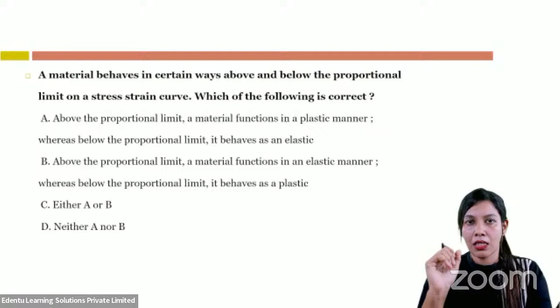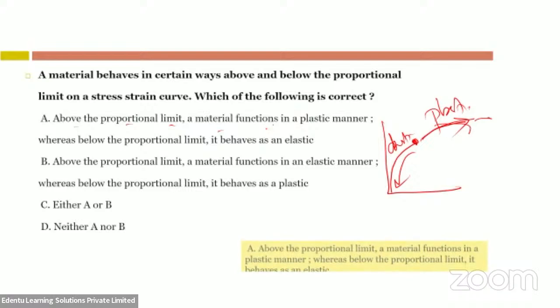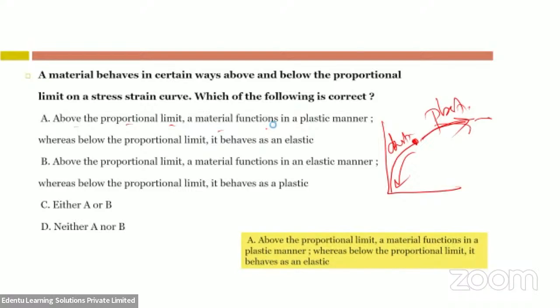Another important question. A material behaves in a certain way above and below the proportional limit on a stress strain curve. Which of the following is correct? See, if this is the graph and this is the proportional limit, what is above this and what is below this? We know below this, it is elastic. And above this, it is plastic. Above the proportional limit, the material functions as plastic, and after that it fractures. And below that, it acts as an elastic material. That is the answer.